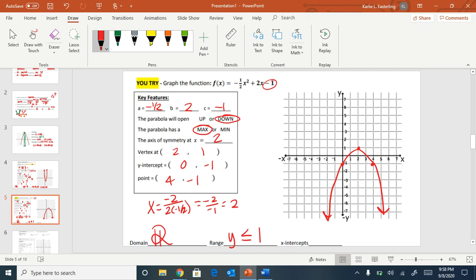Your x-intercepts, you could have done them on your calculator or in Desmos, and those should have been 0.59 and 3.41. Sorry about that. And those would be your points there.